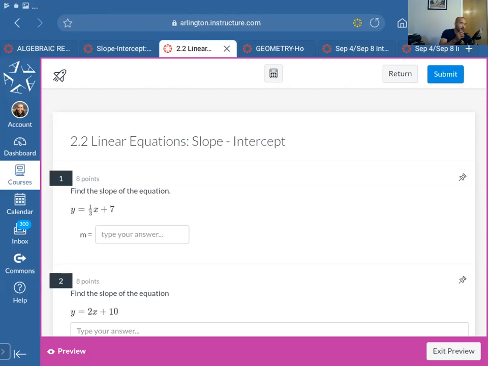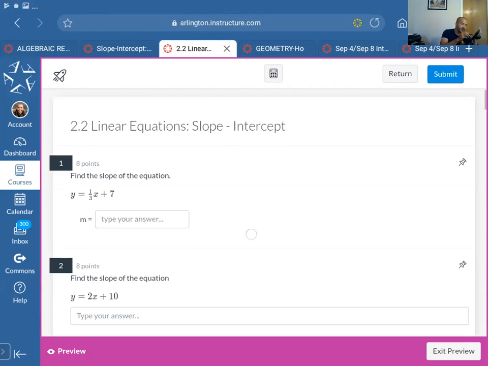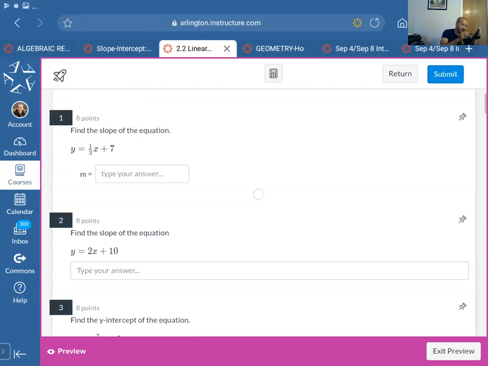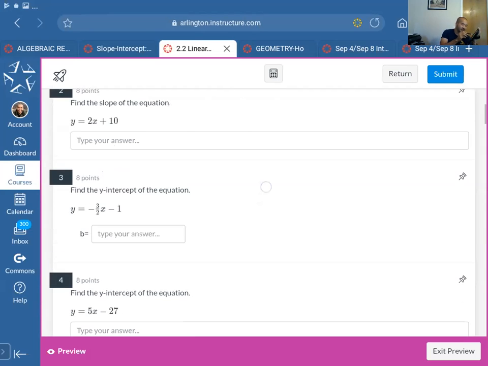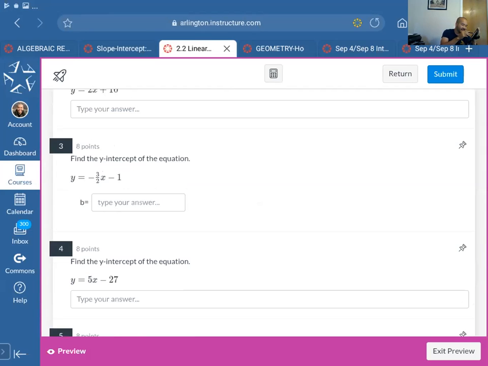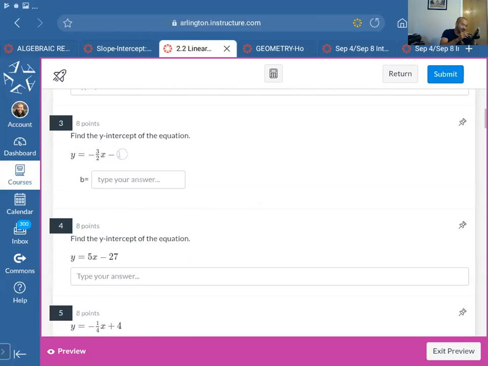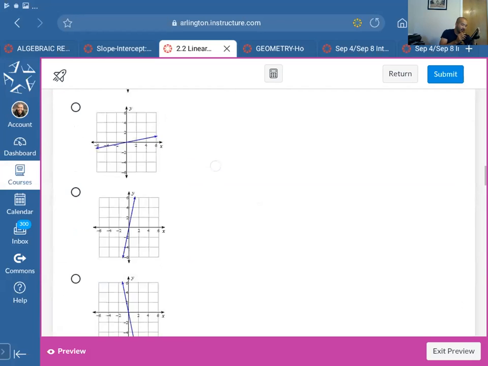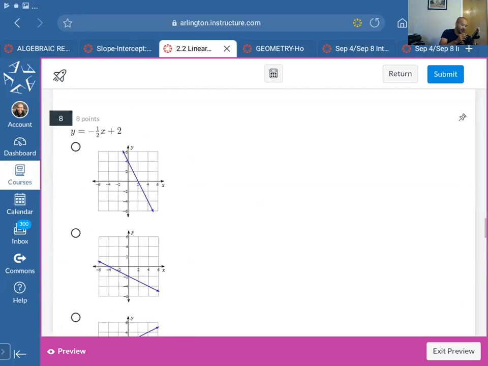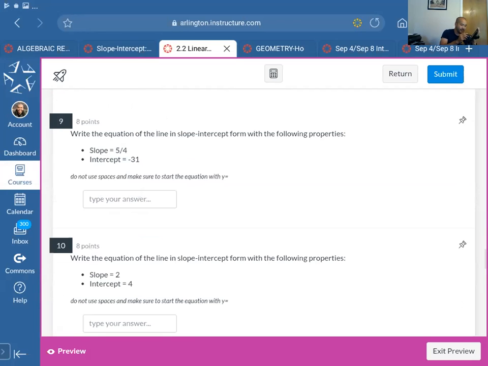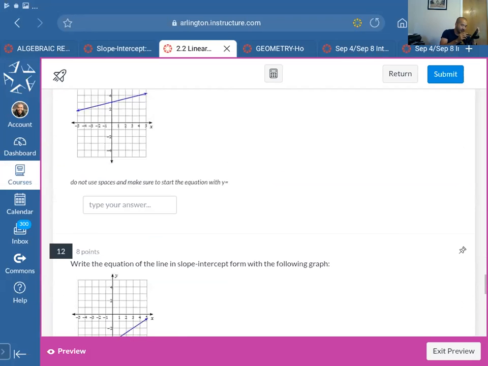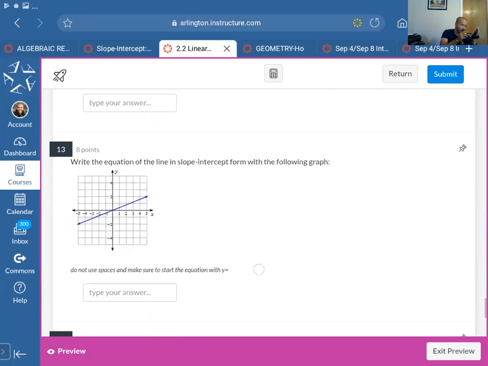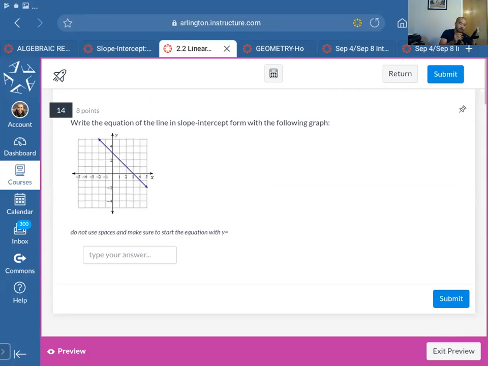Okay, so the beginning, you're just identifying the slope, like that first one is 1/3, and then you're also finding the y-intercept. So like number 3 here is -1. Those first 4 are super easy. Then you're working with the graphs. And then at the end, you are writing equations. So I give you some properties and I give you some graphs and you have to write the equations. So let's get into the examples that you can use.